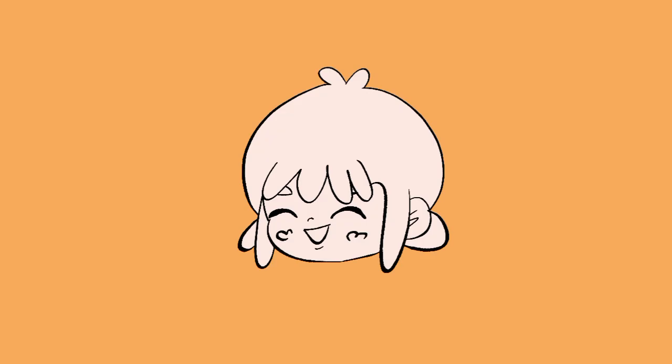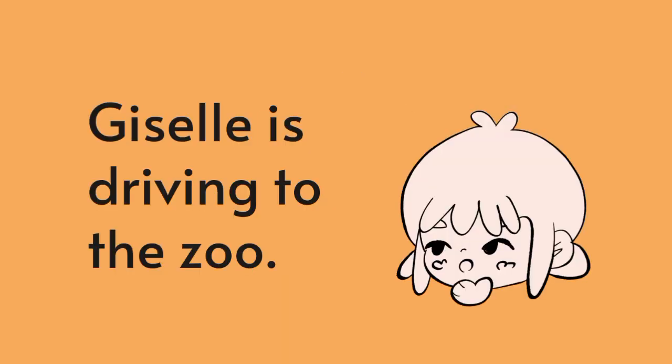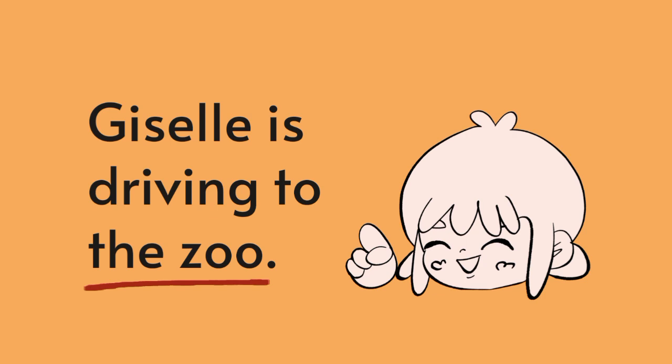The next semantic rule is goal. Goal is the entity toward which something is directed. So, for example, in the sentence, Giselle is driving to the zoo. In this sentence, the word zoo is the goal. Goals are usually preceded by the preposition to or some other similar preposition.